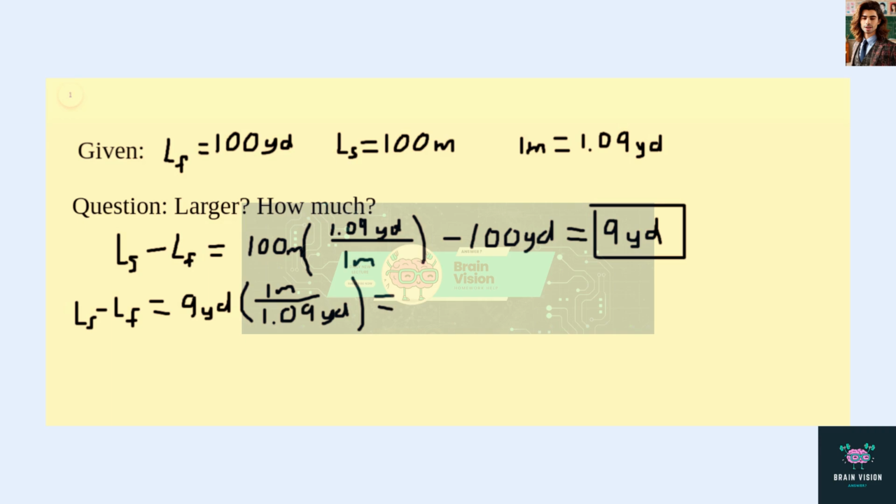8.257, but since 100 has just one significant digit, we can only report to one significant digit, since that's the highest order of accuracy that we have. So we're going to round that off to 8. So it's going to be 8 meters. Okay.